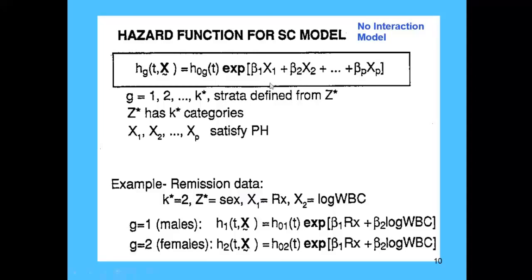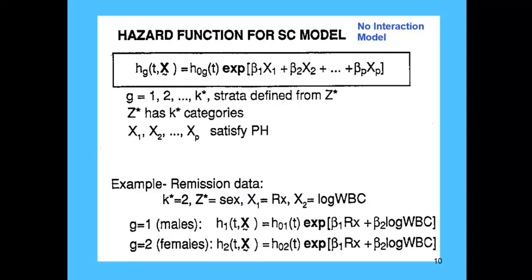Well, you notice that there's no G's over here. So if you wanted to make it an interaction model where the hazard ratios might be different depending upon whether you're male or female, if you put beta 1G and beta 2G, if you put the G in there even on the exponential part of the model, then you're talking about an interaction formula of the stratified Cox model.